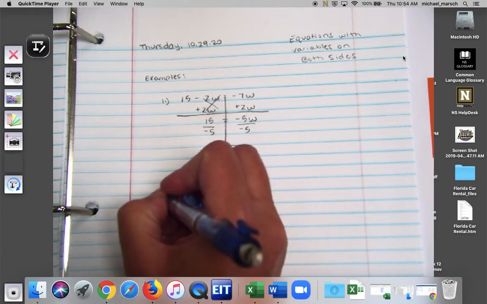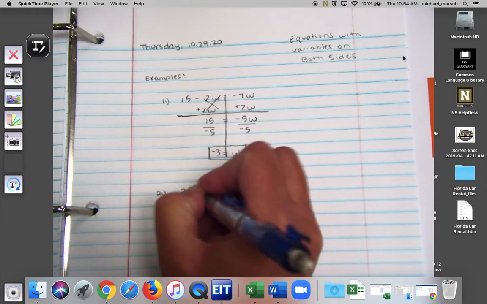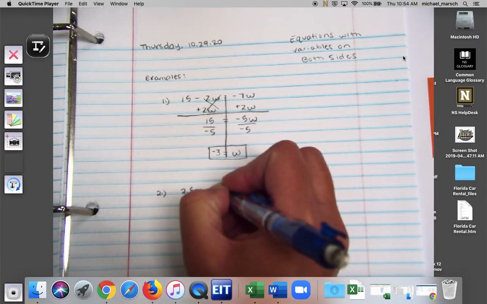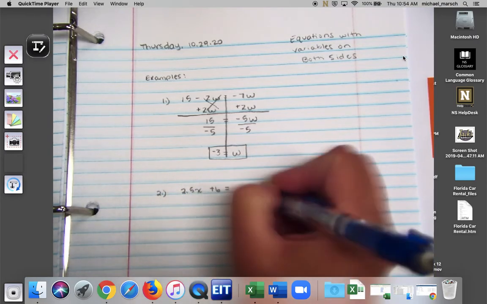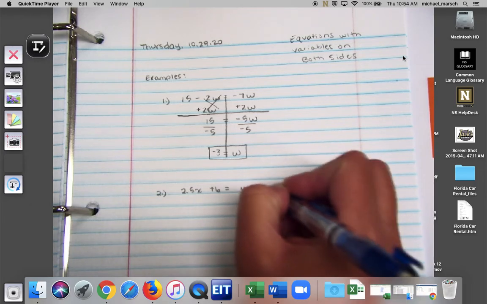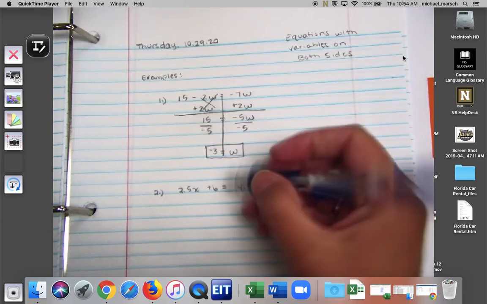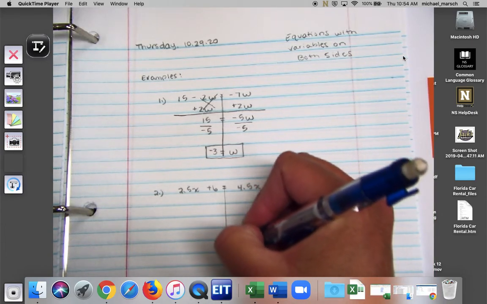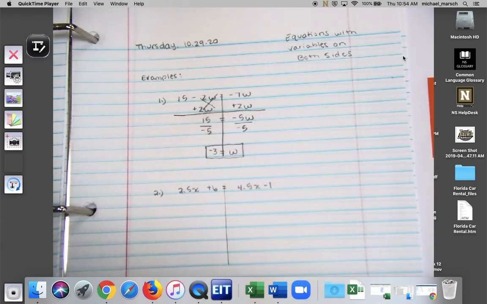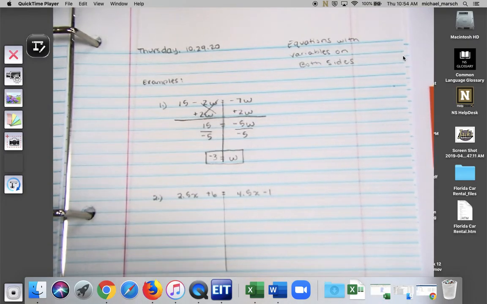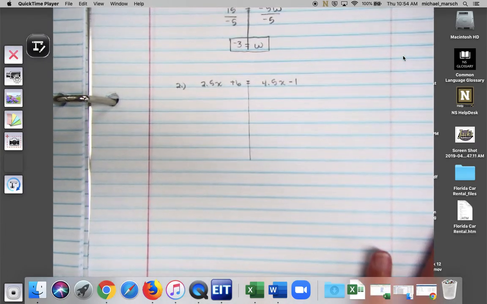All right, let's go on to example 2. 2.5x plus 6 equals 4.5x minus 1. Are you going to use decimals? We can use decimals. You just can't have them in the answer. Try not to have them in our answer. Now, if this happened to have decimals in the answer, I'd be okay with that because there are decimals in the question. I get upset when you guys take a fraction and turn it into decimals unnecessarily.